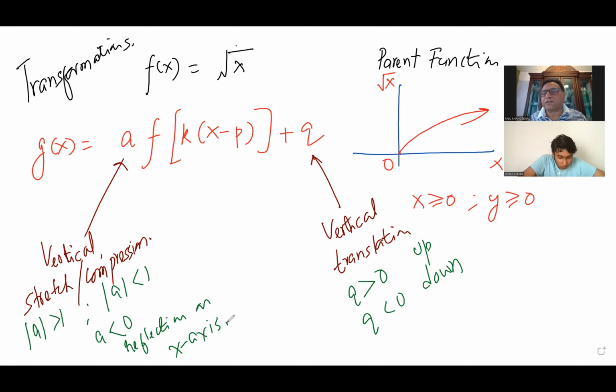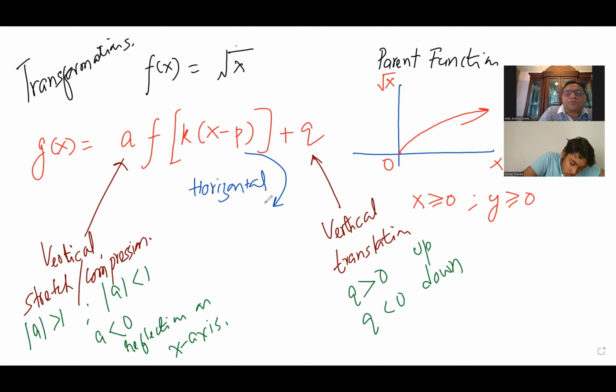So a and q, as you can see, relate to vertical stretch or compression and vertical translation. k and p, on the other hand, relate to horizontal stretch or compression. So inside parameters relate to horizontal. As far as p is concerned, if p is positive, greater than 0, then it moves right p units, and if p is less than 0, then it moves left by that many units.